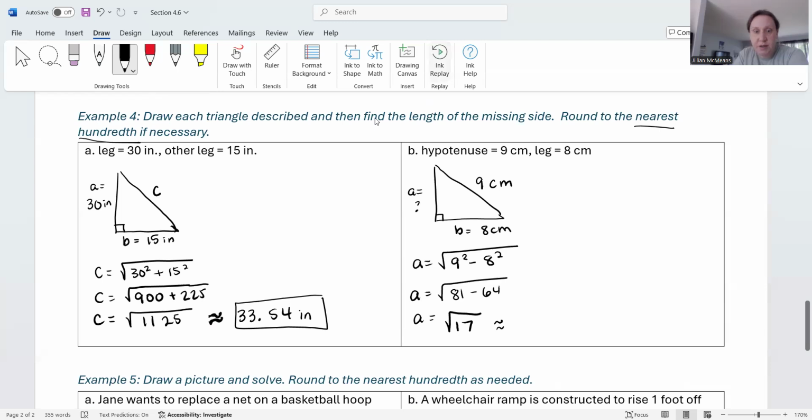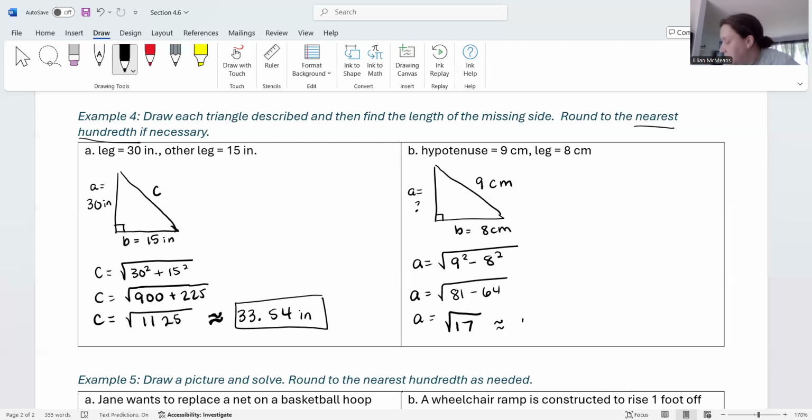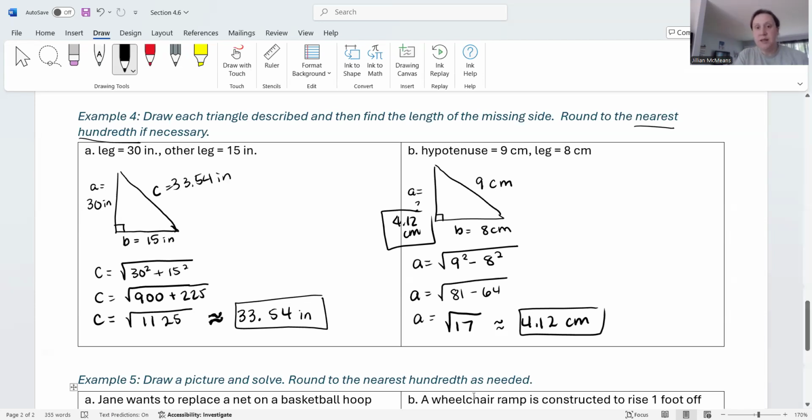So we go to the calculator. We don't love our technology setup, but we use what we have, so we'll keep switching screens. So we have square root, so second x squared, square root of 17. We want 2 decimal places, so I've got 4.12 in the hundredth spot, and to the right of that I have a 3, which tells me to round down. So we're going to say this is approximately 4.12 centimeters. And then over here we had 33.54 inches. Okay? So that's the basic Pythagorean theorem.